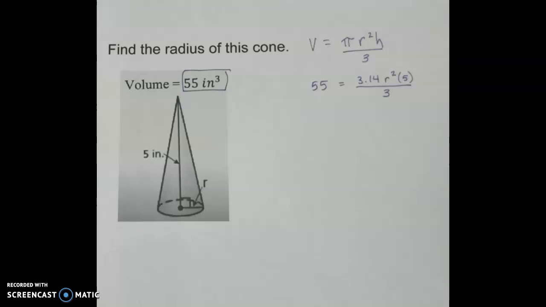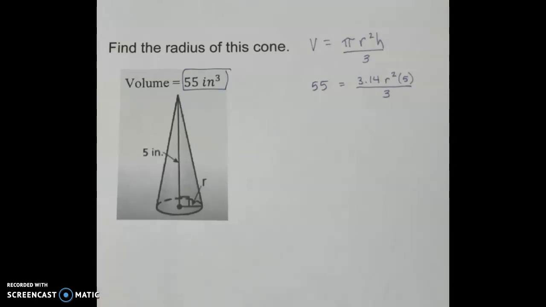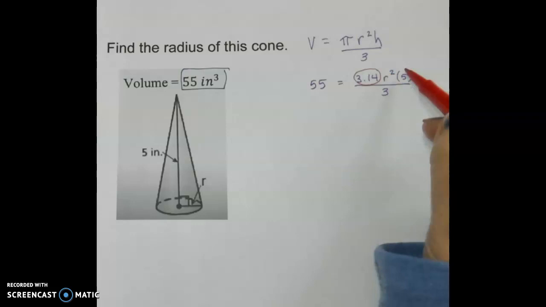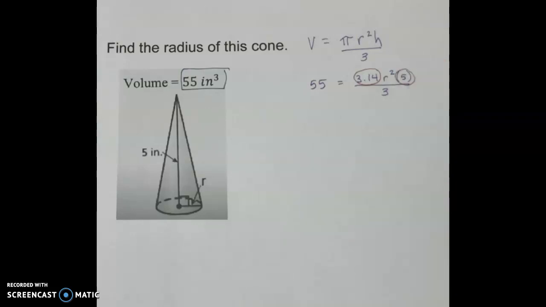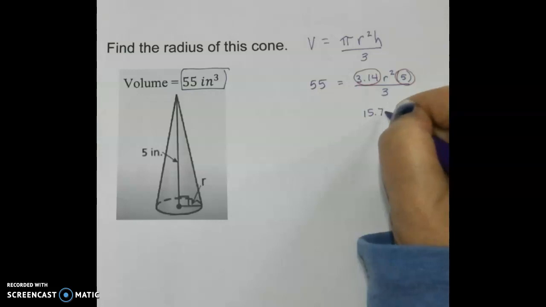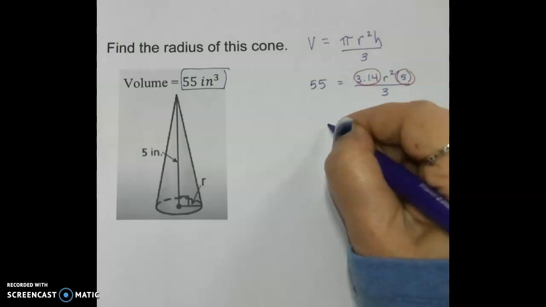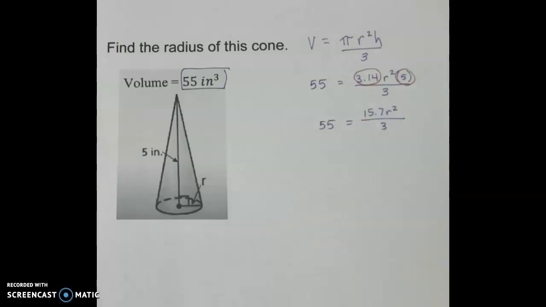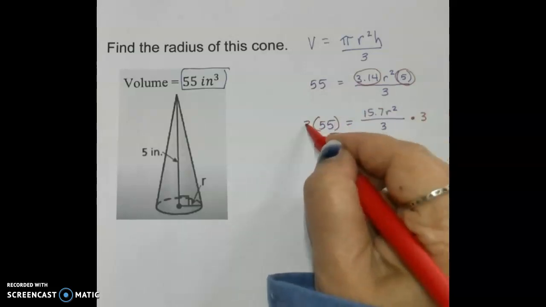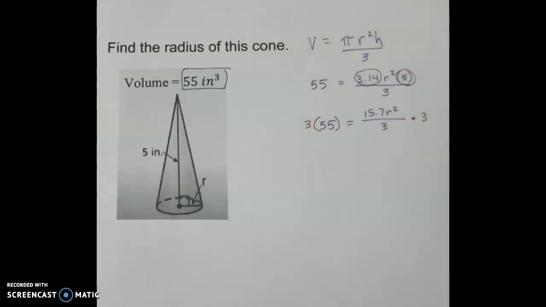All right, next I'm going to try simplifying some things here. I'm going to combine the things that I can up top, and 3.14 times 5 gives me 15.7. So I can rewrite that as 15.7 r squared over 3 is equal to 55. Next we're going to get rid of that divided by 3. We just went over that in our last example, so we're going to do the inverse operation of divide by 3, which is multiply by 3. And our inverse operations are going to cancel each other out.